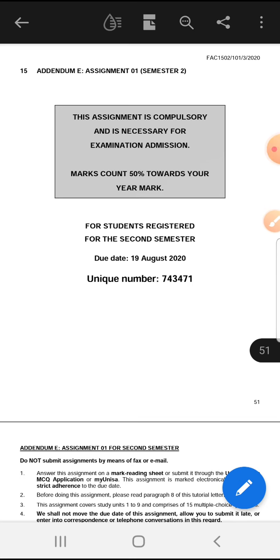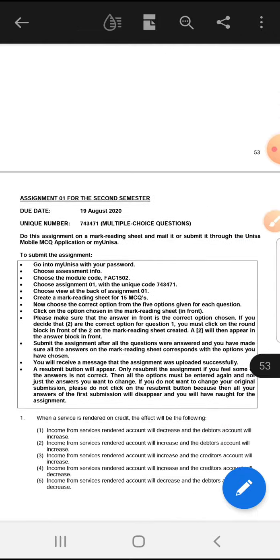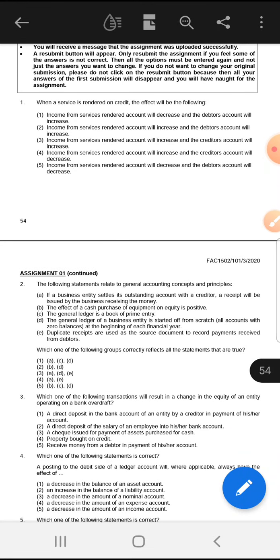The main focus for this screencast will be assignment 1 for semester 2, FAC1502. So guys, here the question was: when the service is rendered on credit, the effect will be the following.